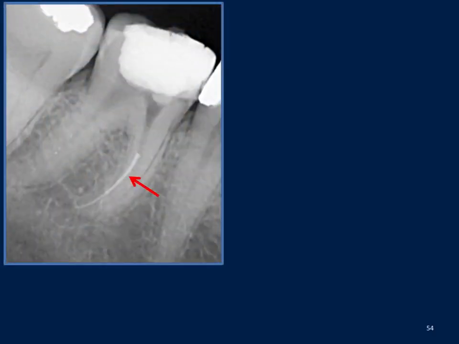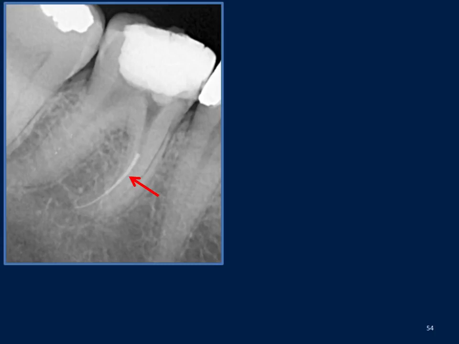What about this root? I could not remove this broken instrument. It is so long, I could not bypass it. So what is the most important thing here to know? Is this broken instrument in the mesiolingual canal or the mesiobuccal canal? Does the mesiolingual canal join and have one exit?